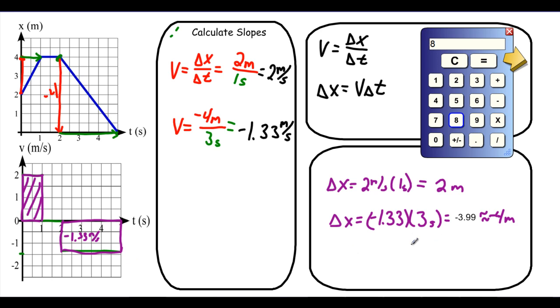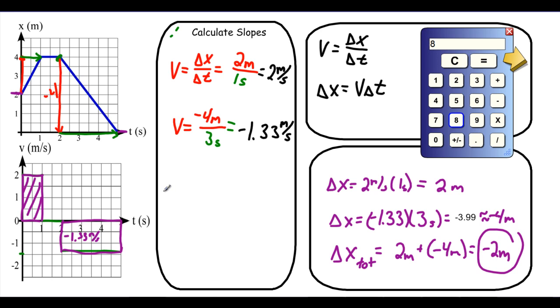Now, if I were to look at my total displacement, so my total displacement, delta x total, well, that's going to be the sum of these two. So it's going to be 2 meters plus a negative 4 meters. And that's going to give me negative 2 meters. Well, let's see here. I started at 2 and I finished at 0. So that means I had to go in the negative direction 2 meters, which is exactly what it's showing me.